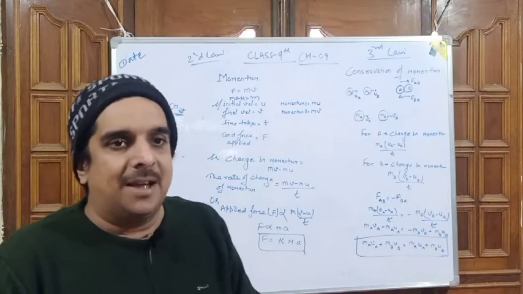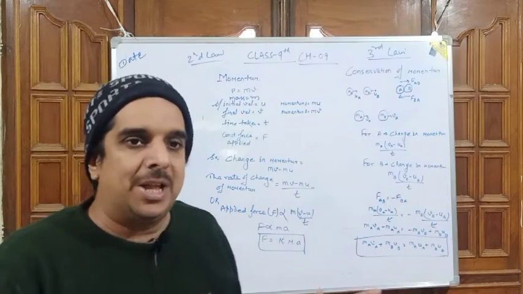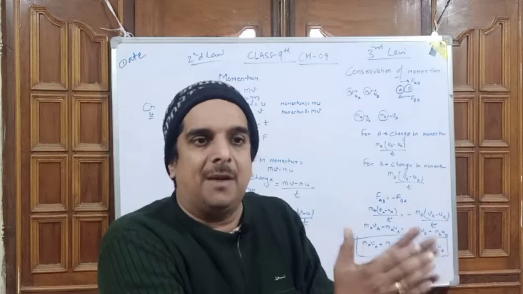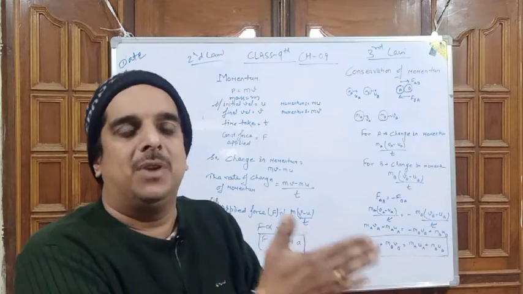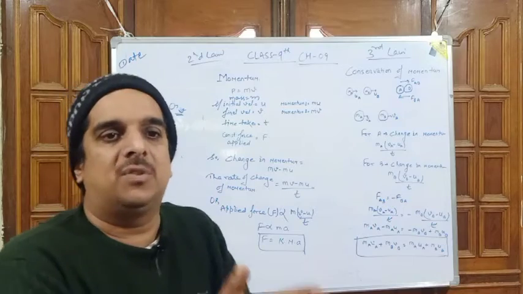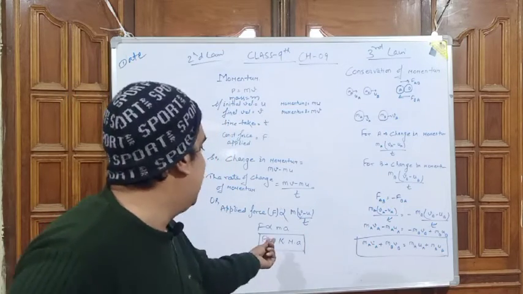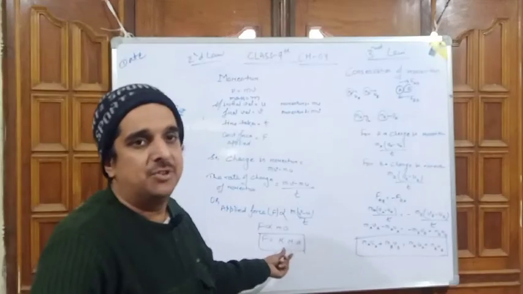In my last class I told you that if we have to replace the proportional sign by an equal sign, then we have to use some constant. So here I wrote k.